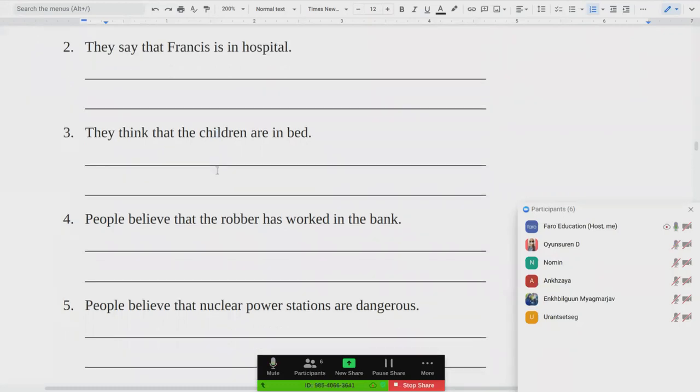За number 3. It is thought... It is thought that the children are in bed. Personal: the children are thought to be in bed. Олон тоо болохоор "are". Are thought to be in bed. Yes, to be in bed. За зөв.